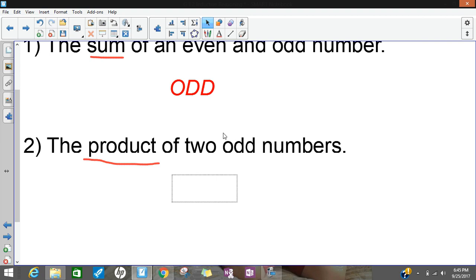The product of two odd numbers, so let's multiply some odd numbers. So 3 times 5 is 15. 9 times 5 is 45. 3 times 9 is 27. So it sounds like the product of two odd numbers is also going to be odd.